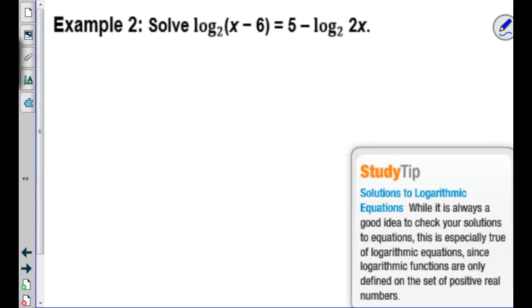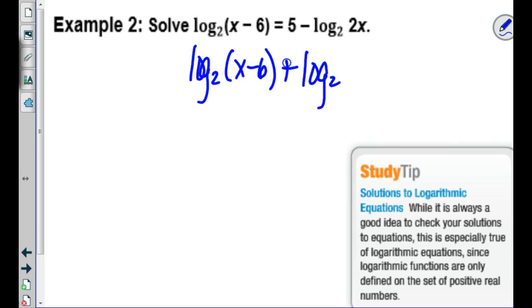Is this the same thing? Can I just get rid of the logs on this one? Anybody know why I can't? Yeah, this miserable 5 right here. So what I want to do is add the log over to the other side so that I have them both on the same side. And then I have to use the properties. Remember, you were thinking that those silly properties from 3.3 are never used. Why would I ever want to condense logs? Here you go. What does plus mean?